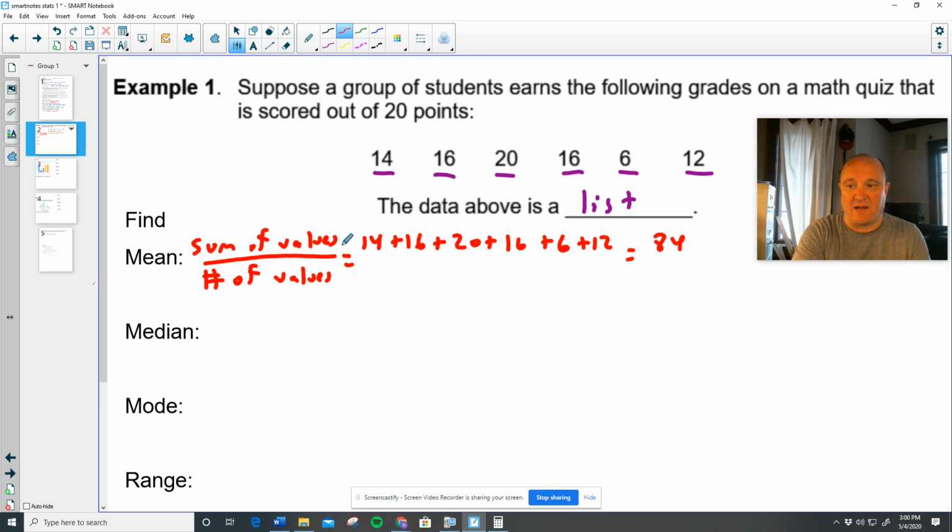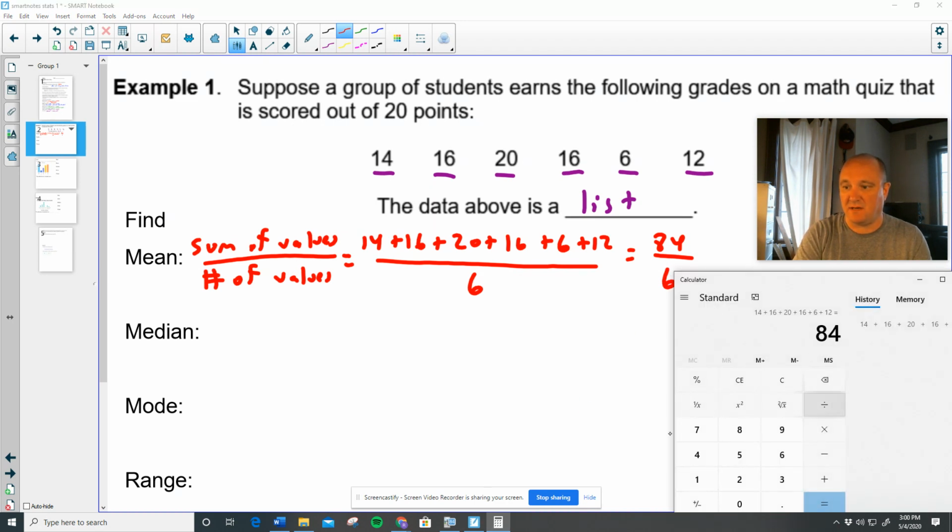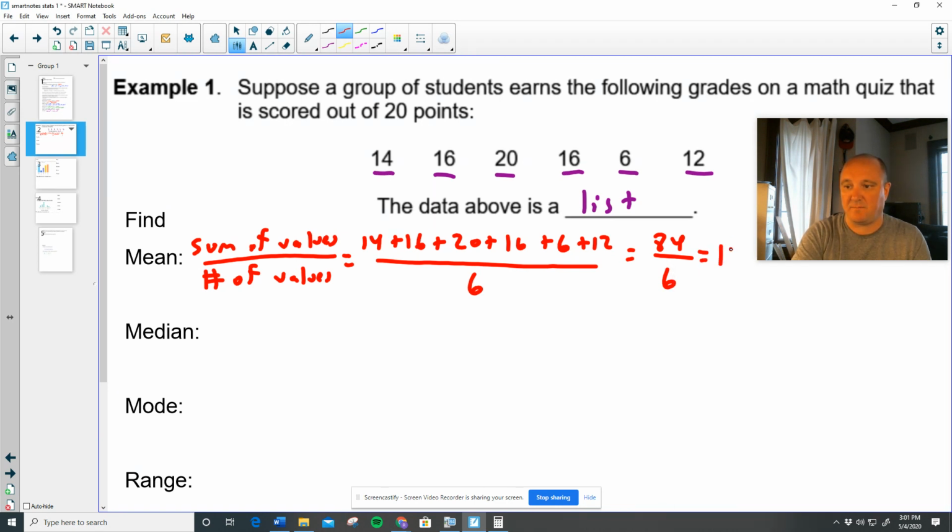On the bottom of my fraction, I want to put the number of values. So here I have 1, 2, 3, 4, 5, 6. So I have 6 on the bottom. So I take the 84 on the top of my fraction, the 6 on the bottom of my fraction. I divide 84 divided by 6. And here I get 14. So the mean of this data set, of this list, is 14.